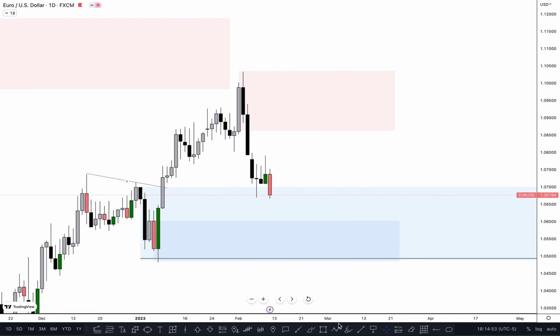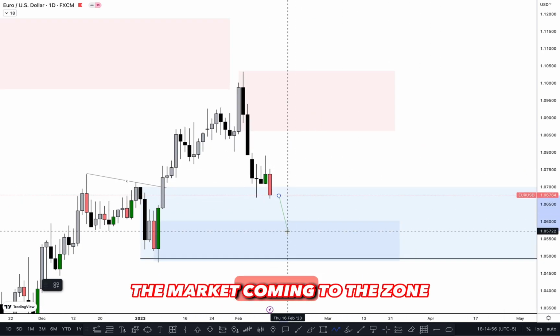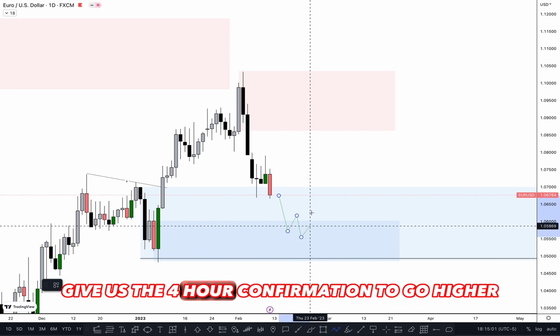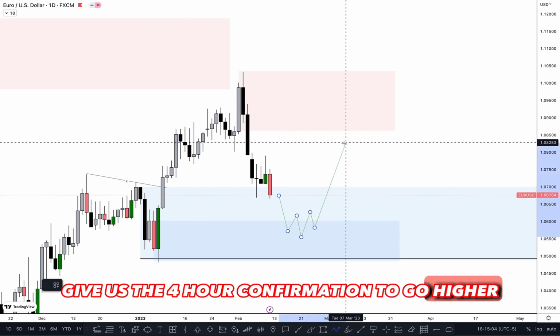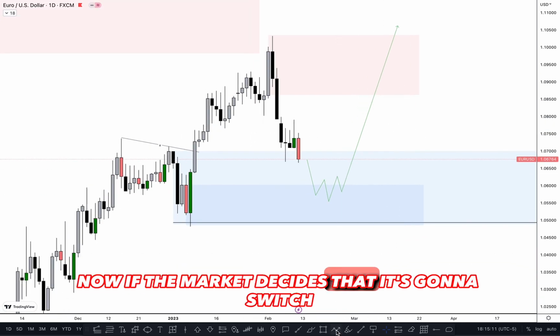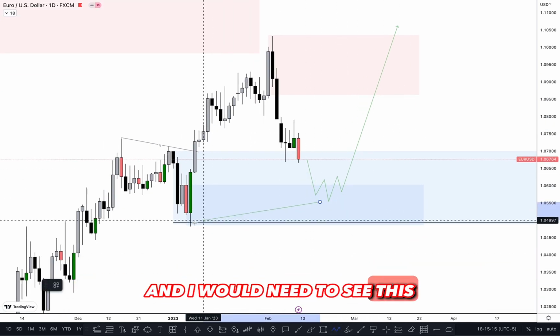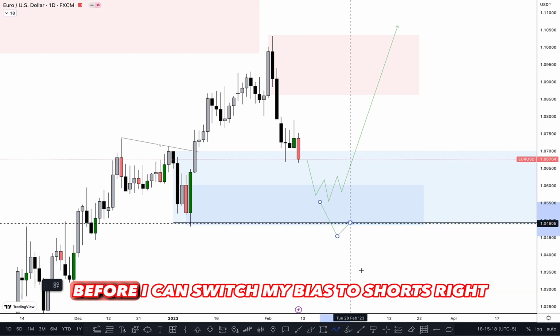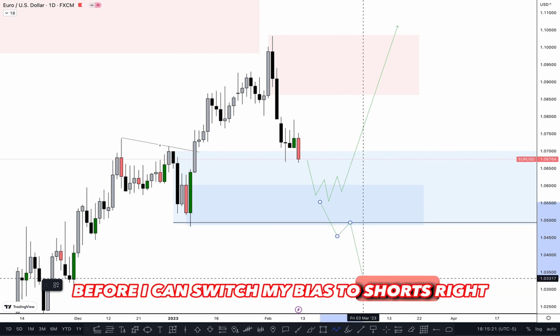It took out this low, took out this low, took out this whole supply. So in this scenario, this is what I would wait for, right? The market comes into the zone, gives us a 4-hour confirmation to go higher, and I will continue to long the market. Now, if the market decides that it's going to switch and go bearish, then I would need to see this low taken out on the higher time frame before I can switch my bias to shorts, right?